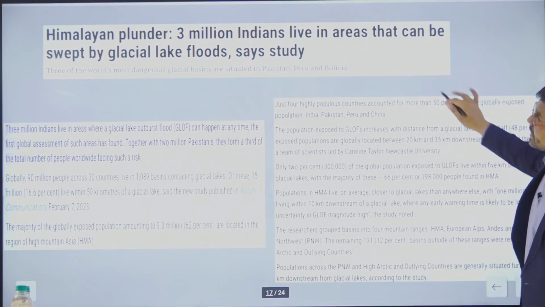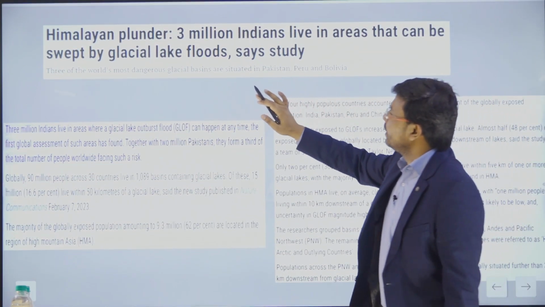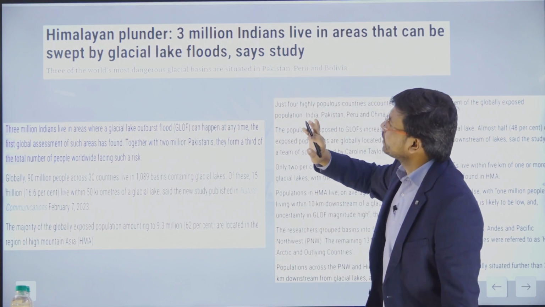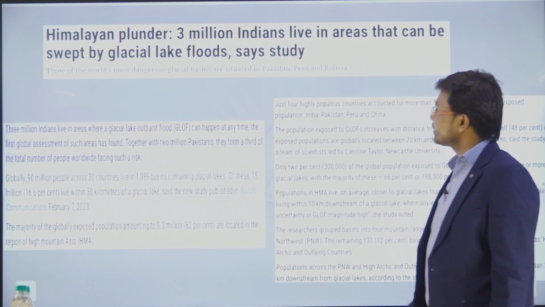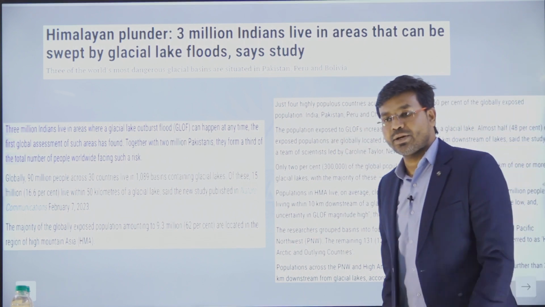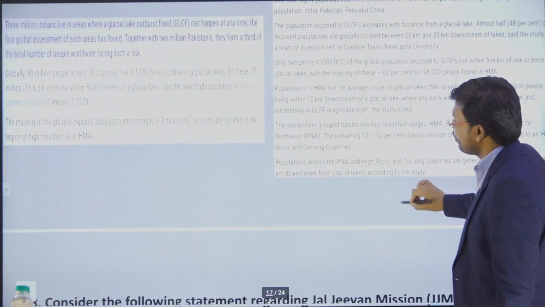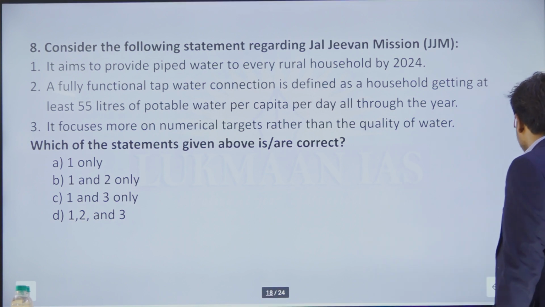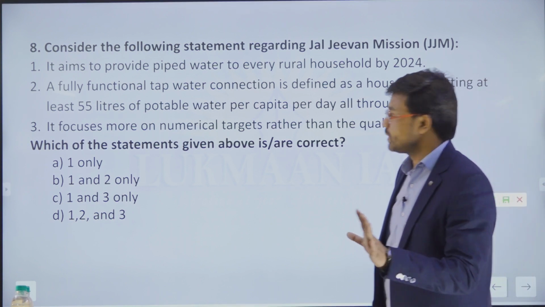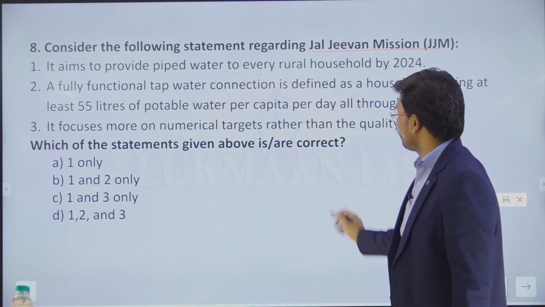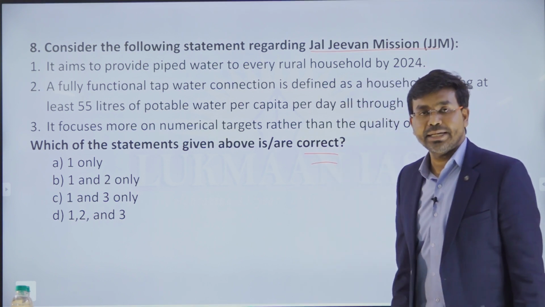This was in news recently. Himalayan plunder: 3 million Indians live in areas that can be swept by glacial lake floods, says a study. Multiple news articles were there on this topic, so that's why we formulated a question on this. This is question number 8, and it is based on the Jal Jeevan Mission. We have to identify the correct statements related to this.